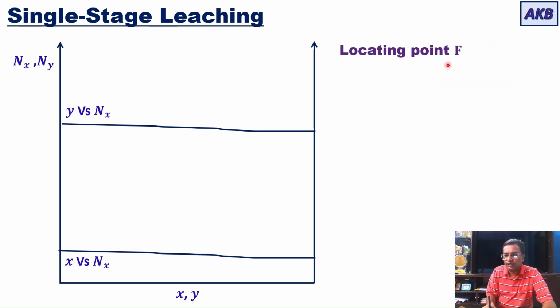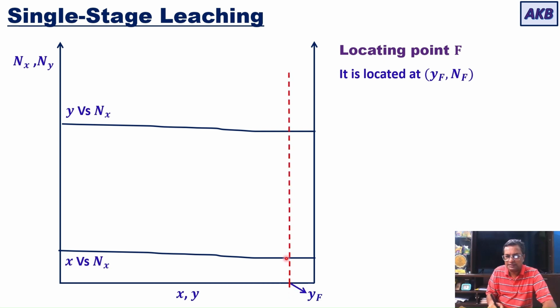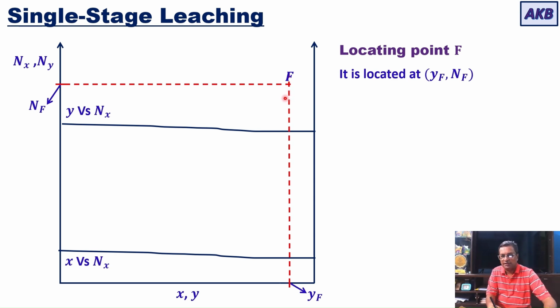Our first task is to locate F. For locating F, we are going to use YF and NF. Point F will be located at YF, NF. So, you just have to locate YF on the x-axis and draw a vertical line through it. Then you have to locate NF on the y-axis and draw a horizontal line. In the process, you get this intersection point. This point has coordinates of YF and NF, and we are going to call it point F.